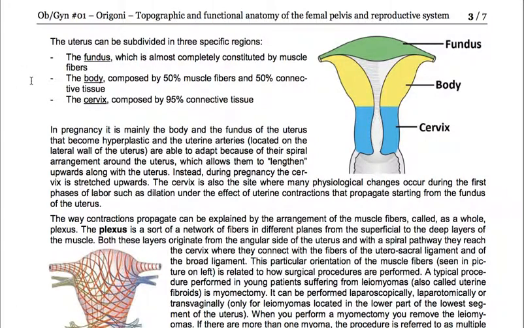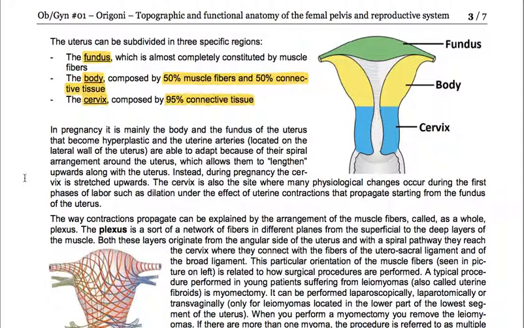Anyway, the uterus can be subdivided in 3 specific regions. We have a fundus, composed almost completely by muscle, and the fundus is obviously the last part of the uterus. We have a body, which is composed by 50% muscle fibers and 50% connective tissue, and a cervix, which is composed by 95% connective tissue.